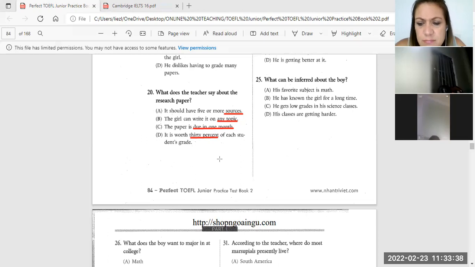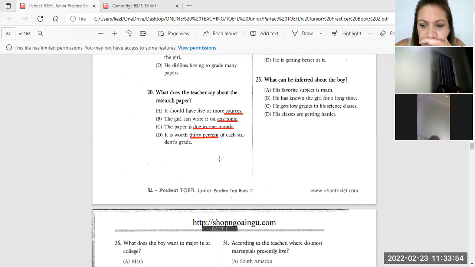Questions 14 through 17. Listen to a conversation between a student and a coach. Questions 18 through 22. Listen to a conversation between a student and a teacher.